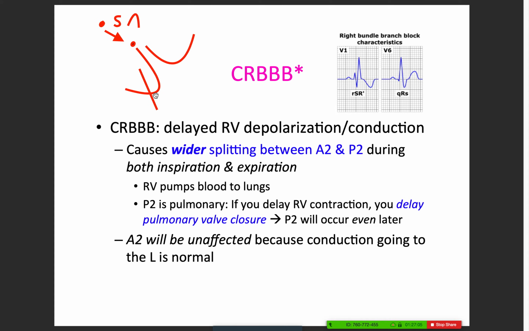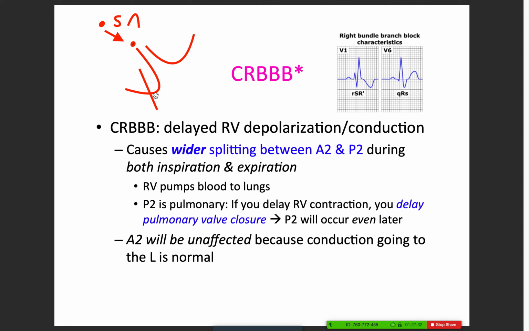Okay, and so what is that going to cause in terms of the sounds that we appreciate during physical exam? Well, when we normally listen to the heart sounds on physical exam, what we expect to hear is when our patients take a deep breath in, we get this physiological split where A2 comes before P2. That's what we're used to. We know what the reason is. It's because of all the blood in the lungs, yada, yada, yada.